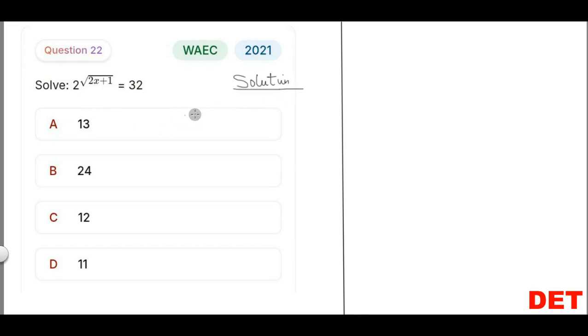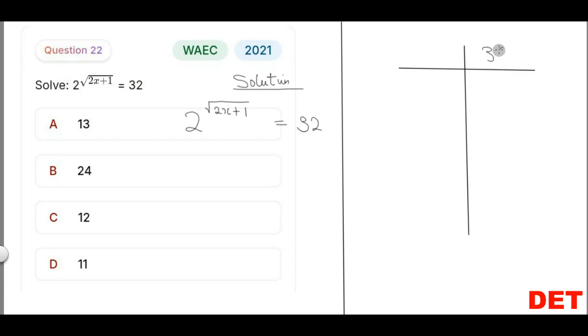So the question is to solve 2 raised to the power of the square root of 2x plus 1 equal to 32. The first thing I would want to do here is to convert this 32 to an index number in such a way that it will have 2 as the base number so that they can cancel out.